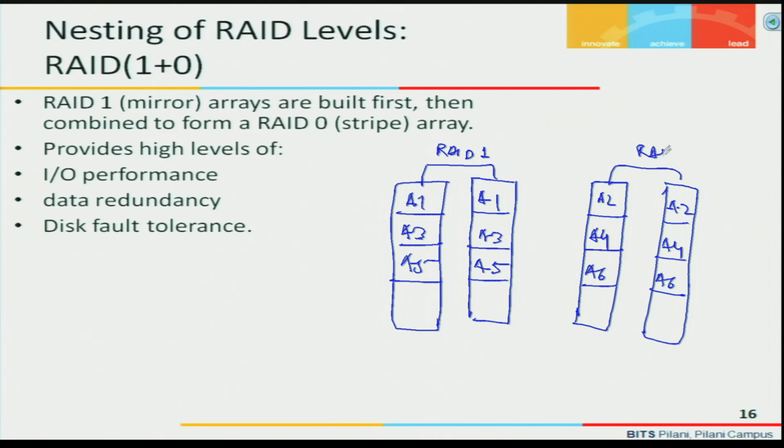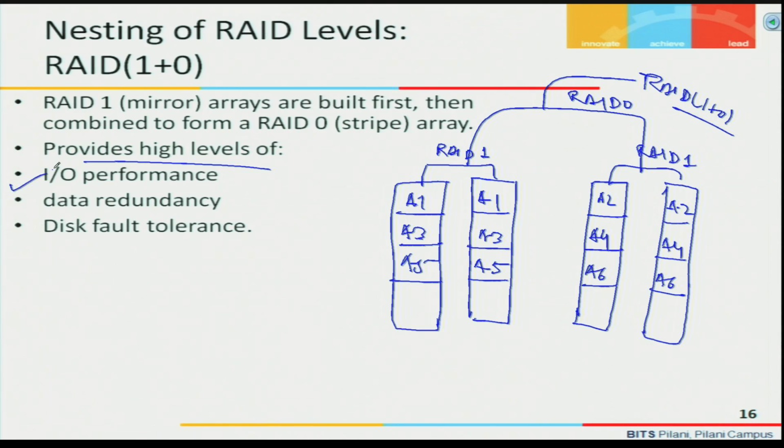This is also RAID 1. Now, to combine this with your RAID 0, in total it becomes RAID 1 plus 0. So, first we are doing mirroring and then the striping. So, it provides a high level of I/O performance, data redundancy and disk fault tolerance.